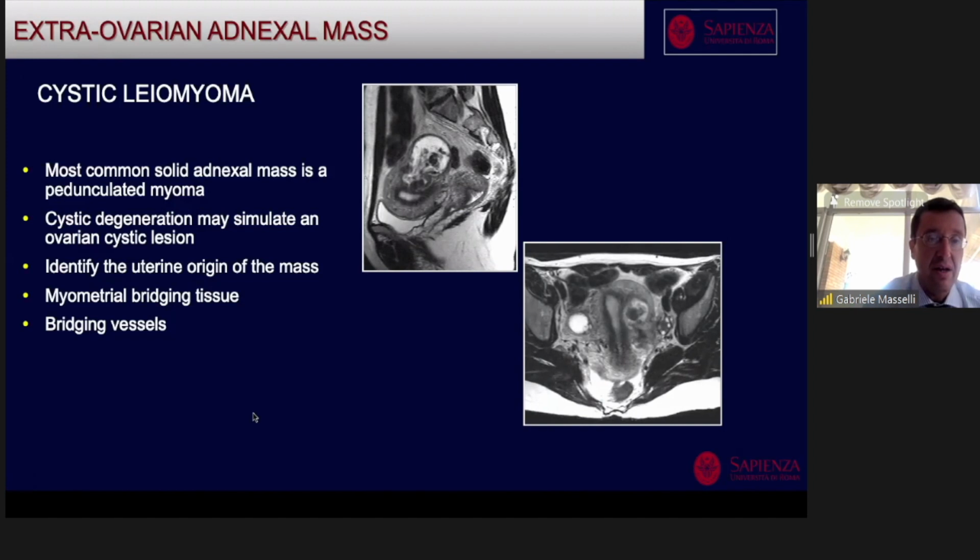Cystic fibroleiomyoma is the most common solid adnexal mass, and in some cases, cystic degeneration may mimic an ovarian cystic lesion, but we have to evaluate the relation of the mass with the uterus. You see the bridging vessels, so you are confident with the diagnosis of cystic leiomyoma.